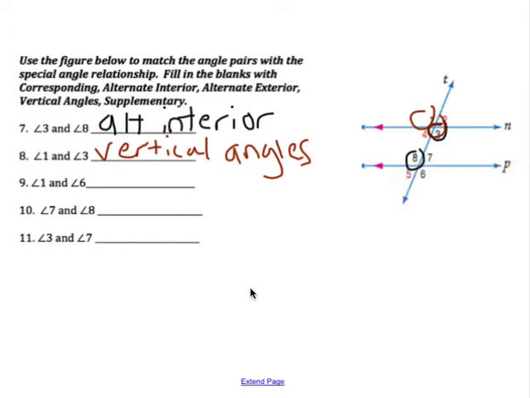Let's take a look at angles 1 and 6. What I noticed about angle 1 and angle 6 is they're both on the outside of the two parallel lines. Not only that, but they're sitting on opposite sides of the transversal. So that makes them alternate exterior angles.